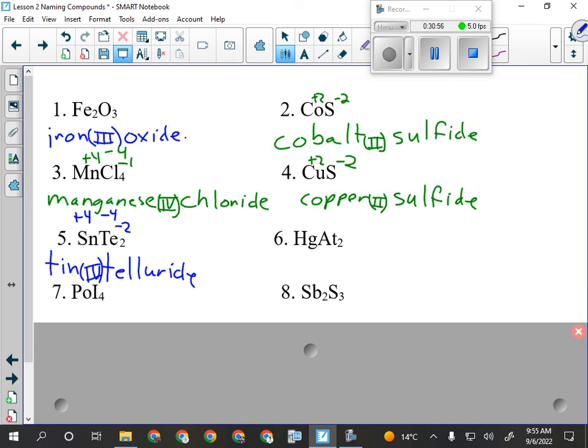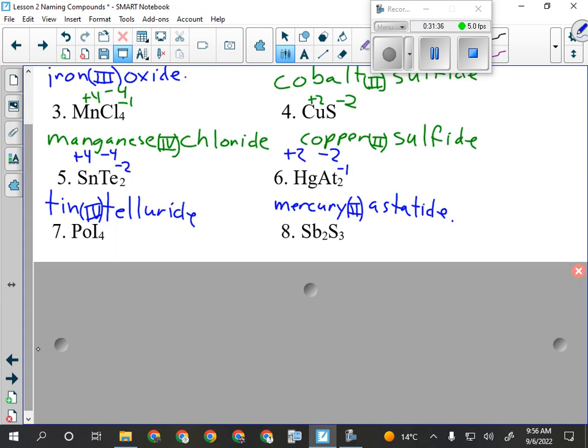Okay. Number 6, Hg stands for mercury. Okay, and At is astatine. So we'll have mercury something astatide. Astatine is in group 17, which means it always has a charge of -1. So I've got 2 negative charges. That means I've got to get 2 positive charges from a single mercury. Therefore, the charge on mercury is +2. So mercury 2 astatide. Everybody all right with that?